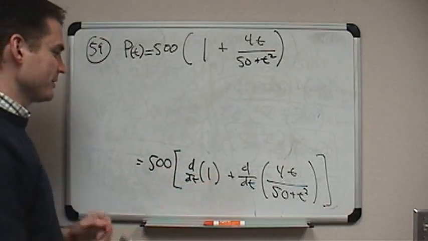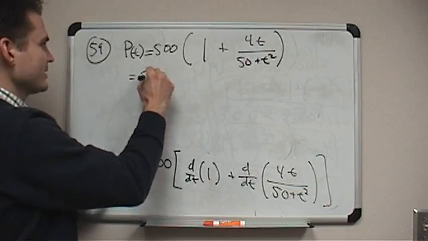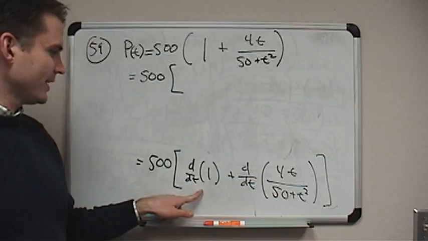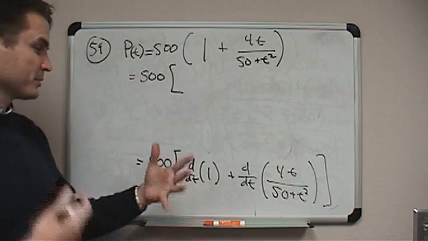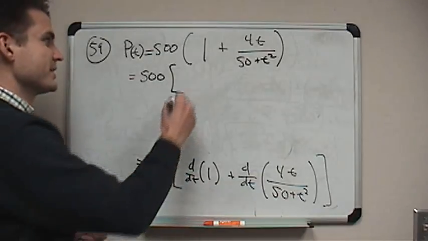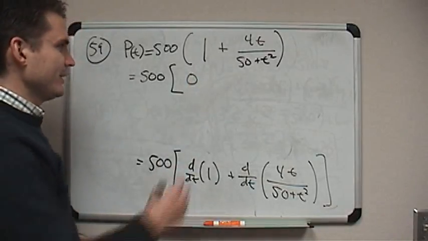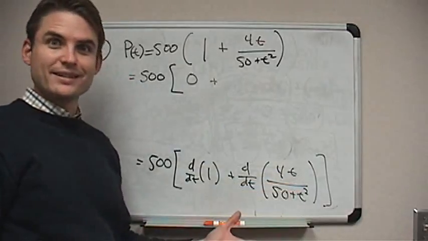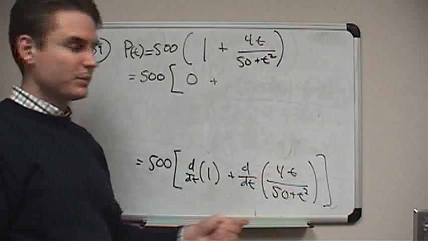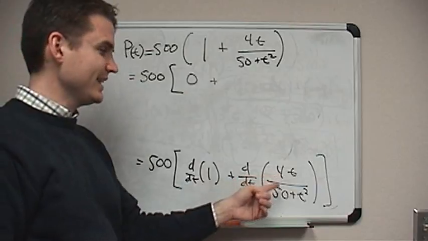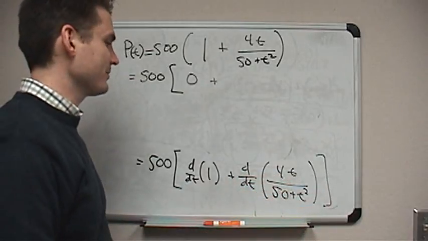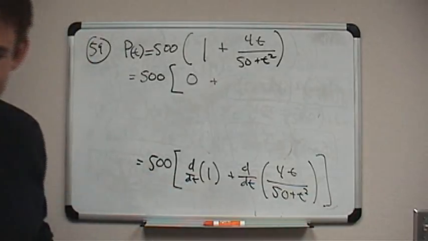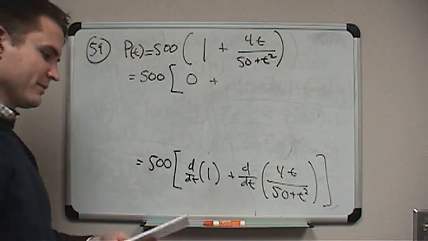Now we've got some derivatives we can compute. The next thing I'll write is 500 times, well, what is the derivative of 1? The variable is t, but the derivative with respect to any variable of a constant is always 0. Now, I have to add the derivative of this function, and that's the tie-in with the new section. That's going to require the quotient rule. The function is 4t divided by 50 plus t squared.